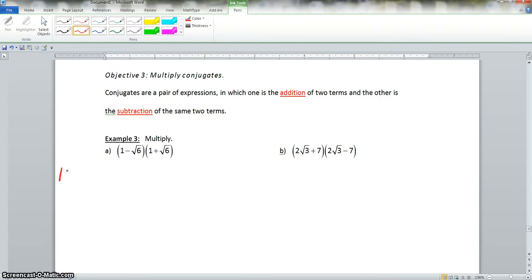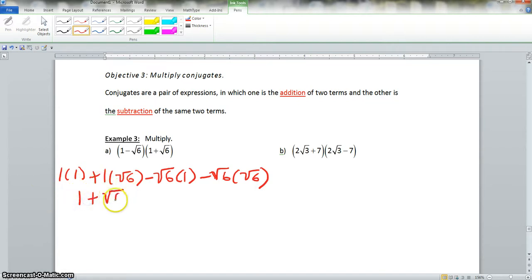So now we will have 1 times 1 plus 1 times the square root of 6 minus the square root of 6 times 1 minus the square root of 6 times the square root of 6. 1 times 1 is 1. 1 times the square root of 6 is the square root of 6. Minus square root of 6 times 1 is a minus square root 6. And then minus square root of 6 times square root of 6 is a minus square root of 36.